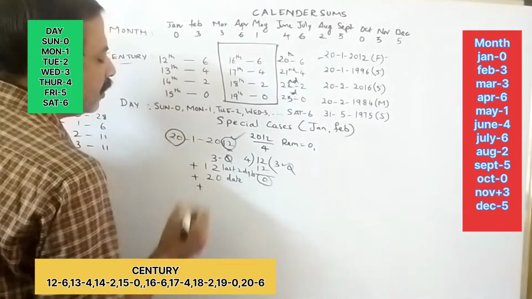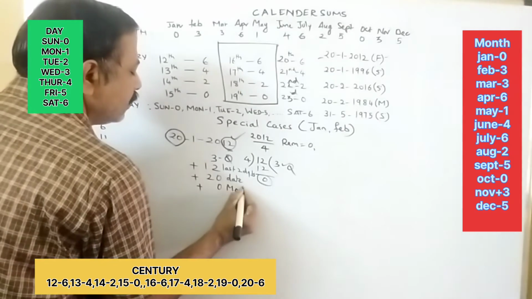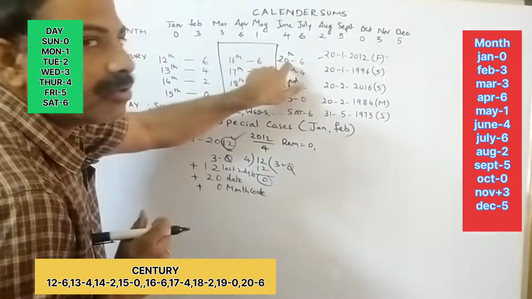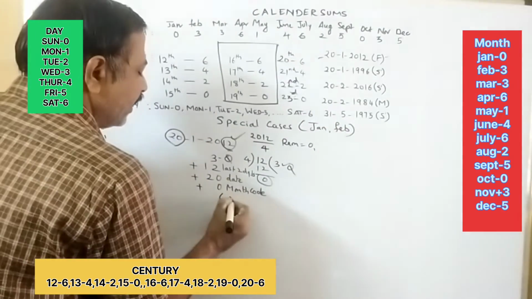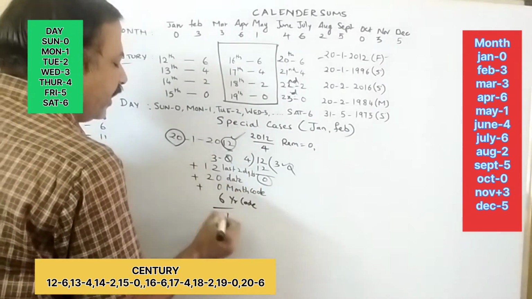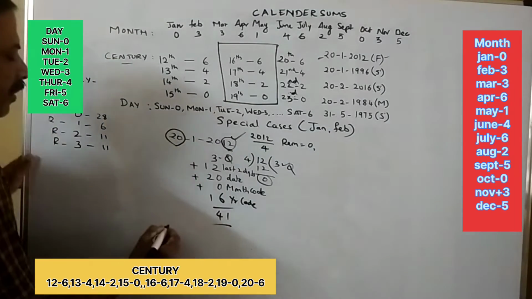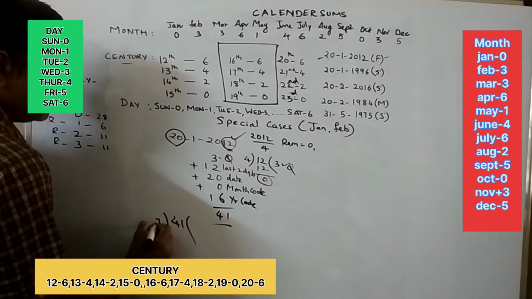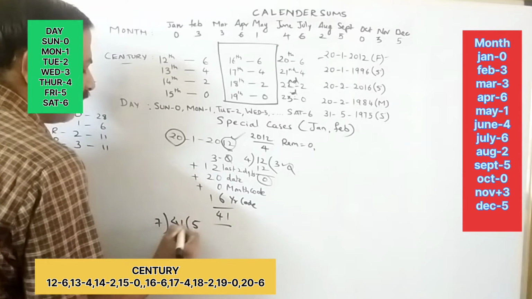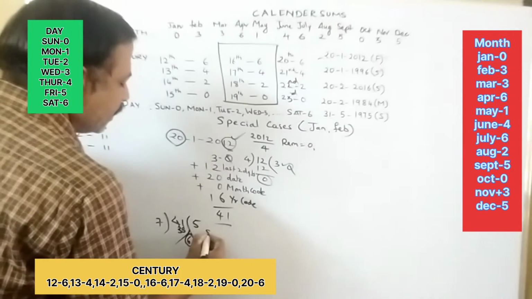Take the month code. January month code is 0. Take the century code: 2012 is in 2000 to 2099, so the code is 6. Just add all these: 6 plus 2 is 8, 8 plus 3 is 11, so it is 41. Now finally, divide 41 by 7. 7 sevens are 49, 7 sixes are 42, 7 fives are 35. So what is the remainder? 6. 6 means Saturday.